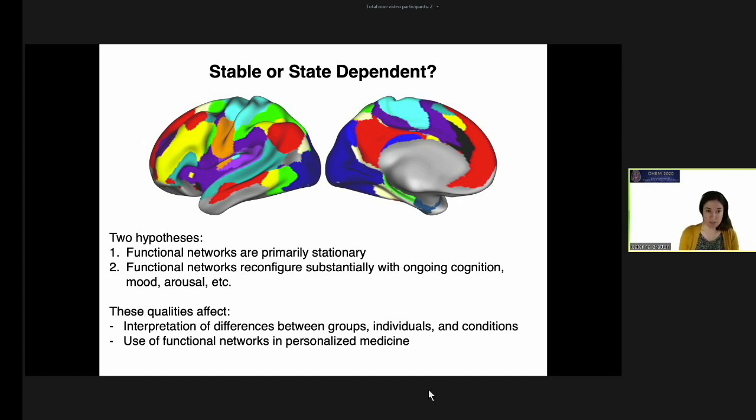For example, if we find differences in functional networks between a younger adult sample and an older adult sample, is it more likely that these are driven by functional neuroanatomical differences or by what those two samples were thinking about inside the scanner? This may also then change how we think about how functional networks might be best used in personalized medical applications. That is, are they best suited as stable biomarkers or mind reading techniques?